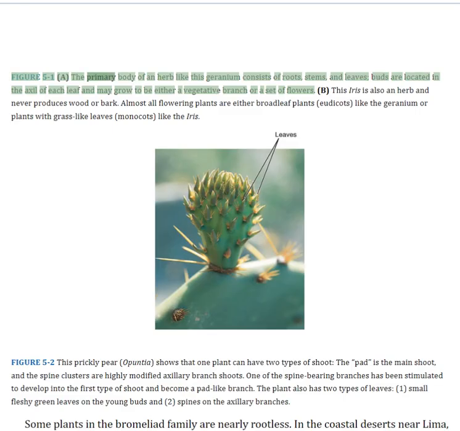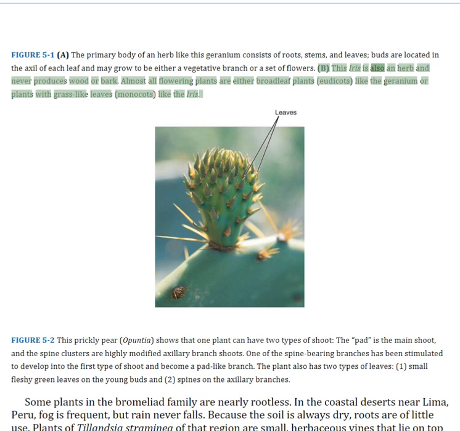Figure 5.1 The primary body of an herb like this geranium consists of roots, stems, and leaves. Buds are located in the axil of each leaf and may grow to be either a vegetative branch or a set of flowers. This iris is also an herb and never produces wood or bark. Almost all flowering plants are either broadleaf plants like the geranium or plants with grass-like leaves like the iris.